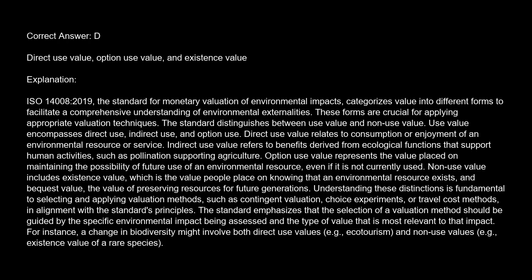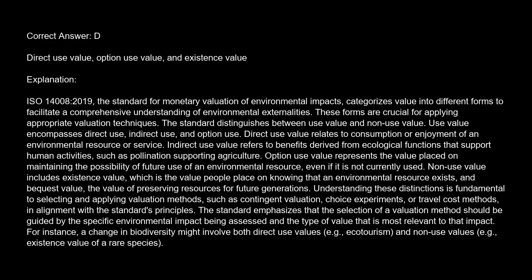The correct answer is D. Direct use value, option use value, and existence value. Explanation: ISO 14008-2019, the standard for monetary valuation of environmental impacts, categorizes value into different forms to facilitate a comprehensive understanding of environmental externalities. These forms are crucial for applying appropriate valuation techniques.